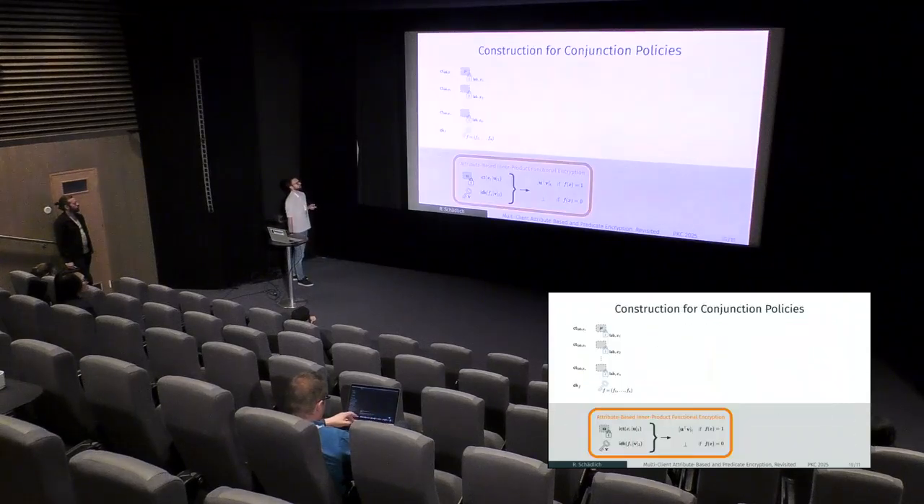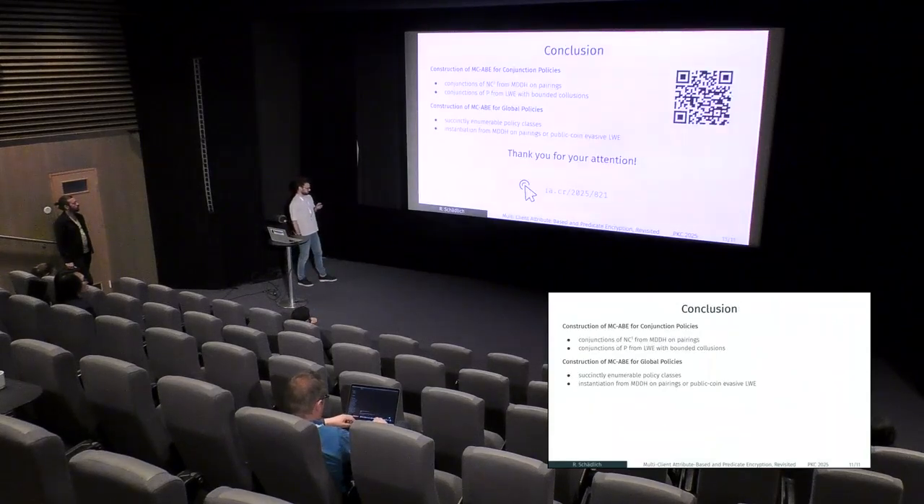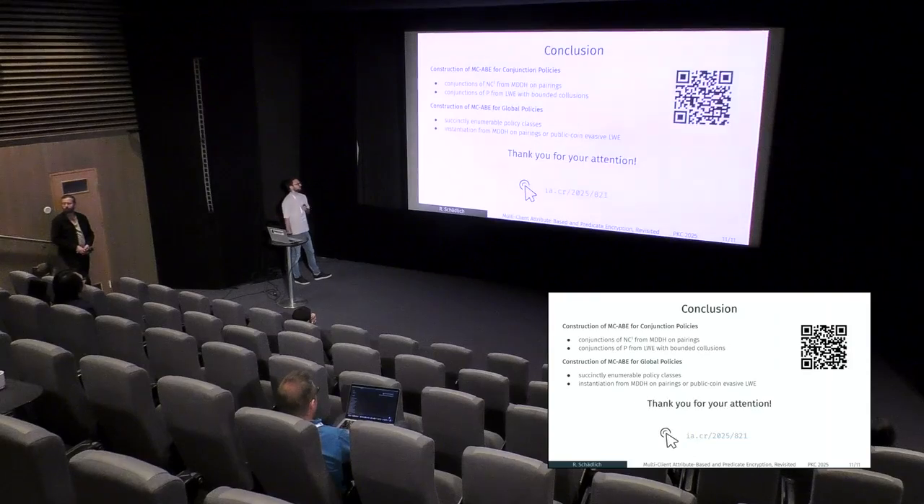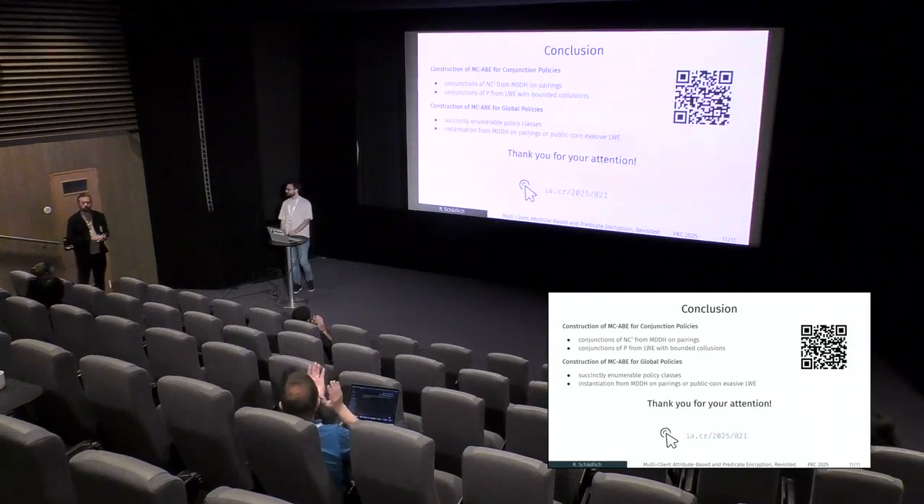Okay, so let me conclude. In this work, we present two new constructions, one for conjunction policies and one for succinctly enumerable policy classes. And for both constructions, we have an instantiation from MDDH on pairings and one from lattices. Thank you very much. And in case there's a question, I'm happy to answer.